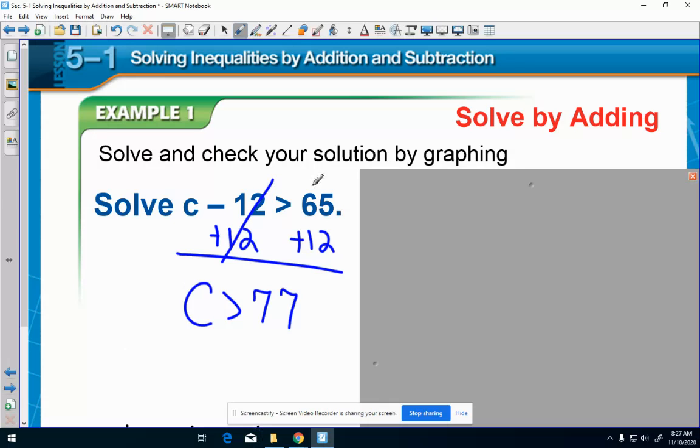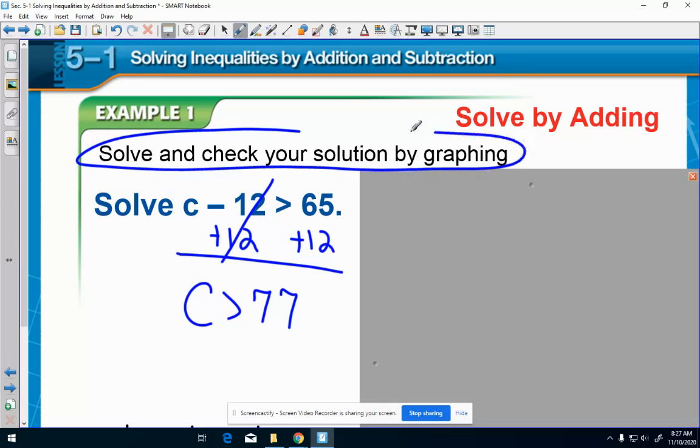What does this mean, though? To solve and check by graphing. How do you graph an inequality? James, you think you remember?